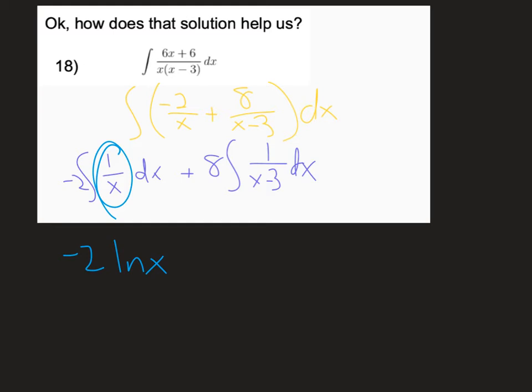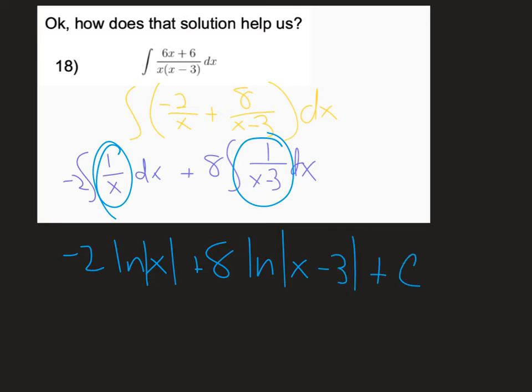And then this one's a little bit trickier. You could use substitution if you want, but because there is a 1 in front of the x, it's just 8 times the natural log. Ooh, I should put absolute values there. X minus 3 plus c. Now, if I wanted to, here's a property of logs. You could rewrite this as the natural log of x minus 3 to the 8th over x squared plus c.